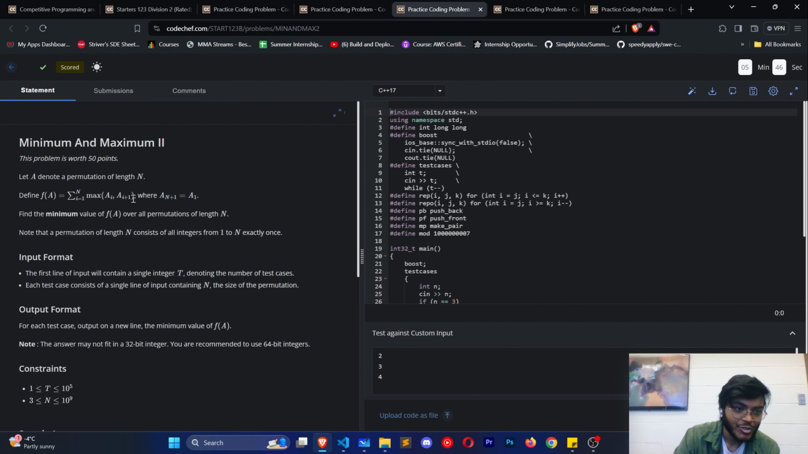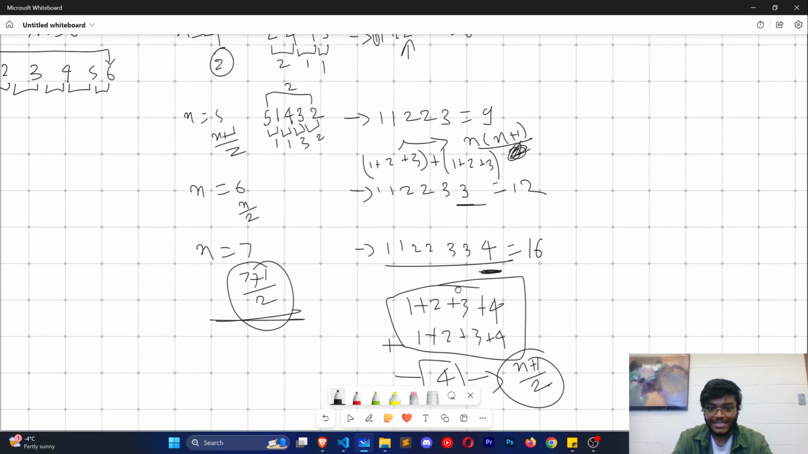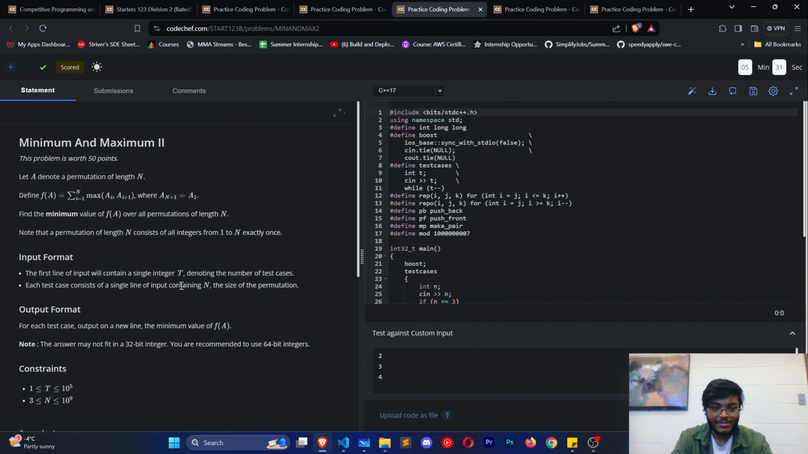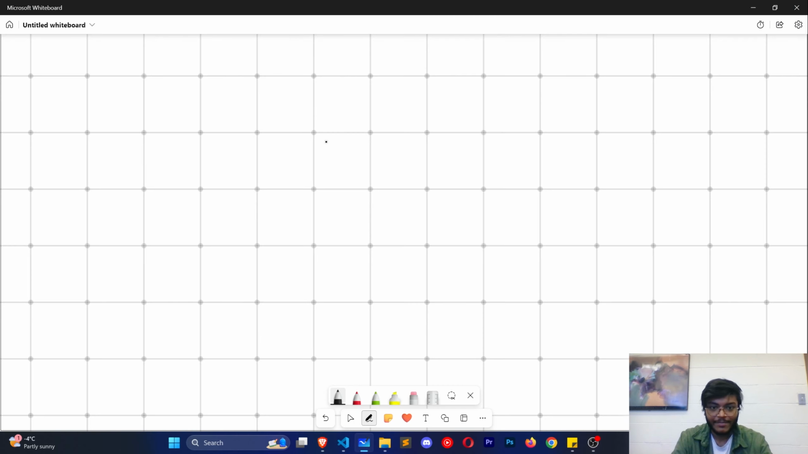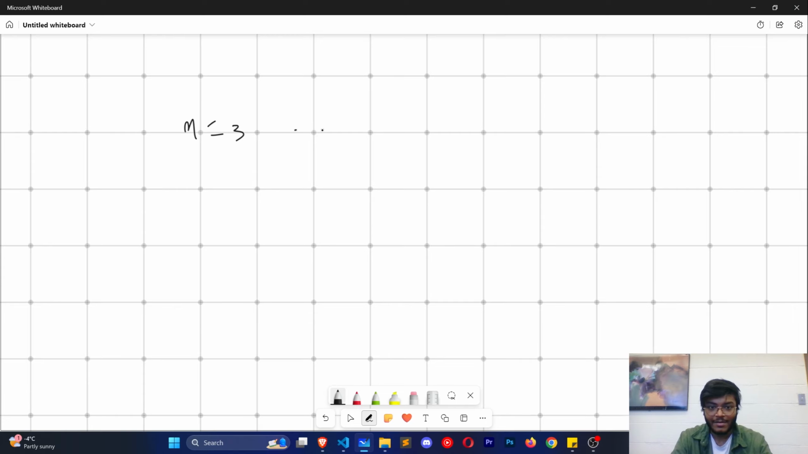Minimum maximum 2. We are again given a permutation, and we define the permutation as maximum, and we have to overall minimize the value. So in this particular case, again it is similar. We are given a permutation, so let's take n equal to 3, and then let's say the permutation is 1 3 2, and then we take the maximum rather than the minimum, so that would be 3 3 and then 2.